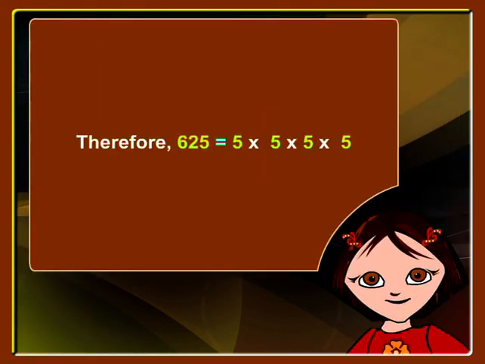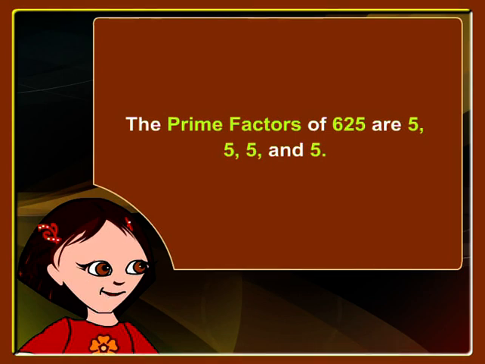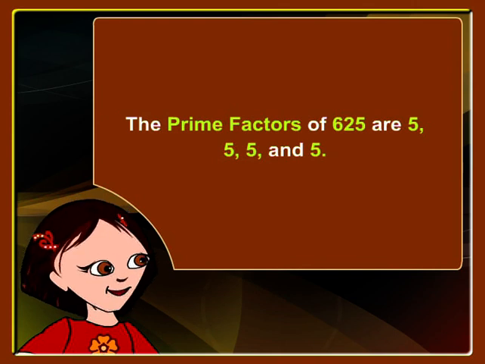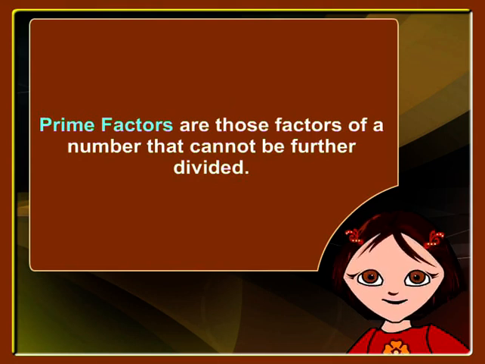Therefore, 625 is equal to 5 multiplied by 5, which is again multiplied by 5 and finally multiplied by 5 again. The prime factors of 625 are 5, 5, 5 and 5. Prime factors are those factors of a number that cannot be further divided.